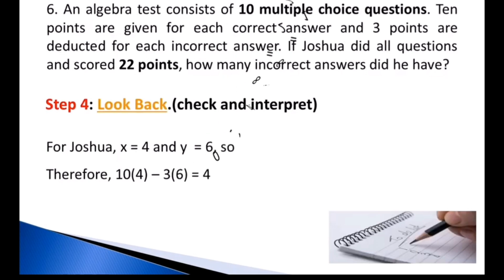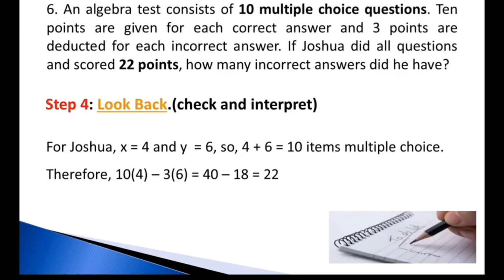Okay, so look back, check, and interpret. For Joshua, x equals 4 and y equals 6. So 4 plus 6 is 10 items, multiple choice. That's it. And therefore, if we multiply 4 by 10, we have 40. If we multiply 3 by 6, we have 18. Then do the simplification. We have 22.